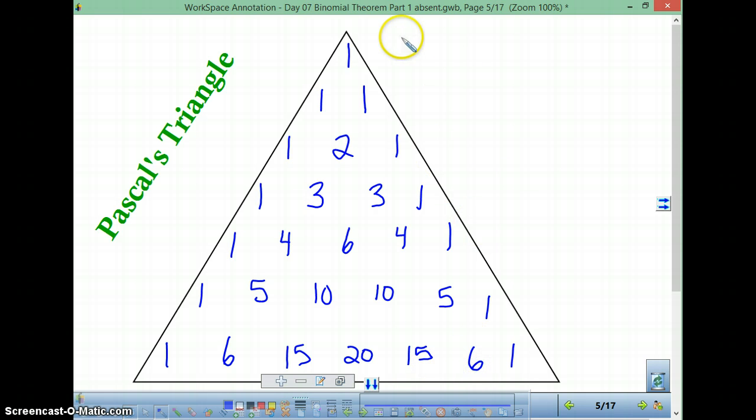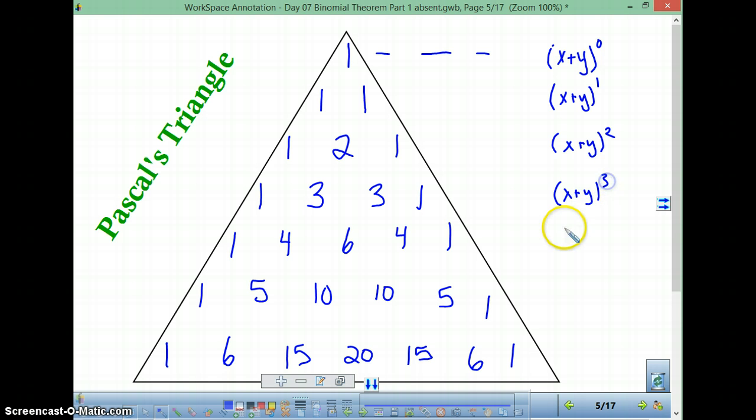Okay, this is really helpful to you. This is going to help us to expand binomials. This very top line right here, this is going to give us the coefficients if we take x plus y to the 0 power. Because anything to the 0 power is just 1. This is going to help us if we take x plus y to the first power. I'm going to end up with 1x and 1y. Those are the coefficients. These are the coefficients if I take x plus y to the second power. These are the coefficients if I have x plus y to the third power.